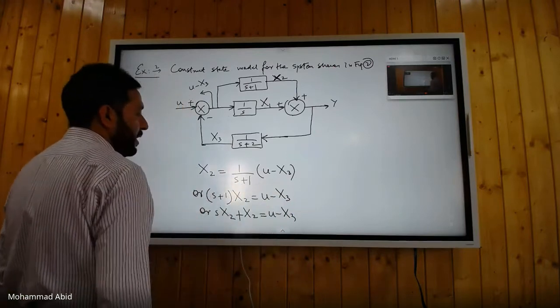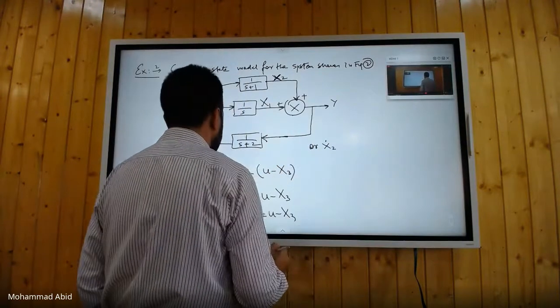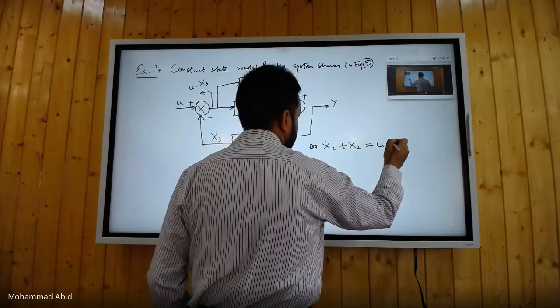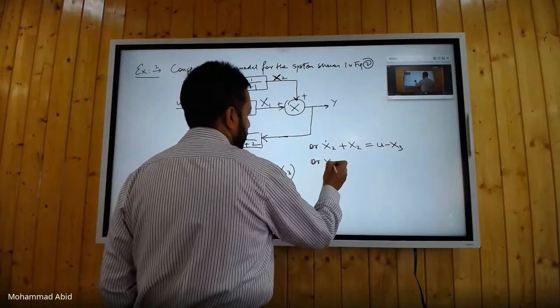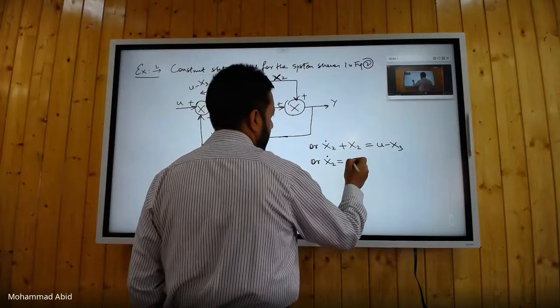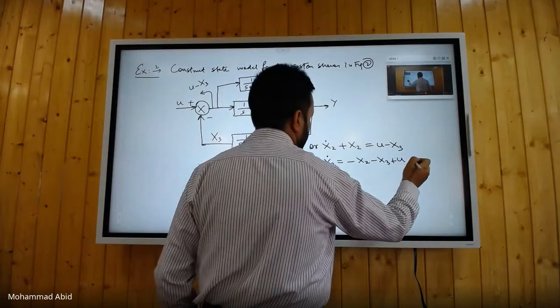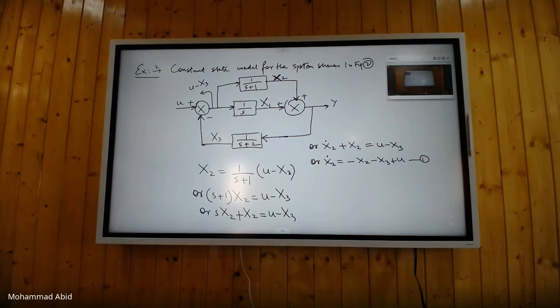Writing correspondingly in the time domain, what will I get? I'll get x2 dot plus x2 is equal to u minus x3. Please note down the change in the case of the letters. Or I can write x2 dot is equal to minus x2 minus x3 plus u. This is the x2 dot equation I got. I call this equation number 1. Is that okay? Yes, sir. Okay. Now we have to write down the other equations.